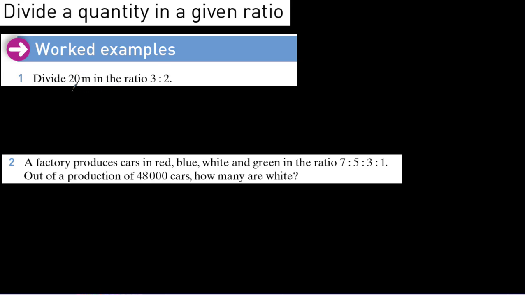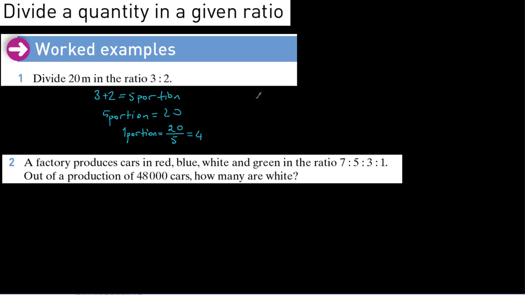We have to divide into 5 portions. Why 5 portions? Because it says 3 portions and 2 portions, which means 3 plus 2 portions, which is equal to 5 portions. And this is the whole. If 5 portions is equal to 20, then 1 portion is equal to 20 over 5, which is equal to 4.